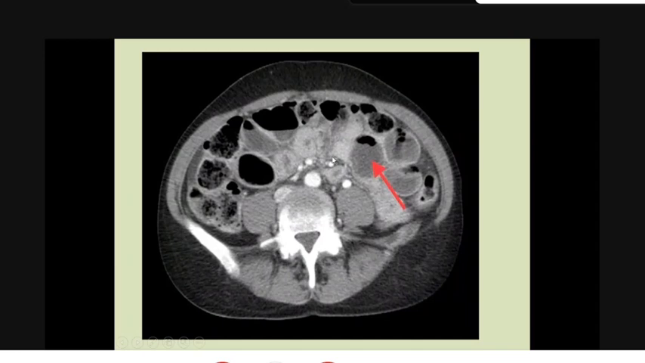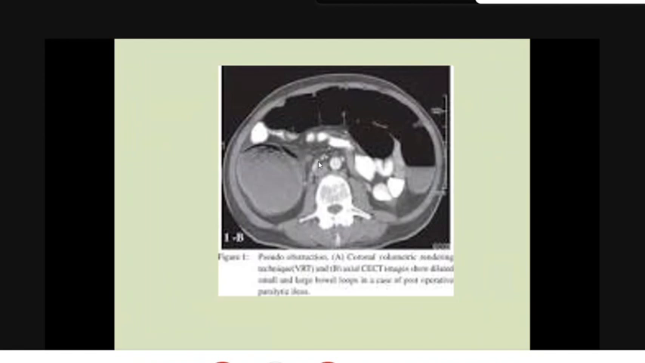This is another example showing multiple gas-filled dilated bowel loops. Gas-filled dilated bowel loops on CT scan. And this is also a good example showing multiple gas-filled dilated bowel loops in the region of the large bowel, indicating a large intestinal obstruction.